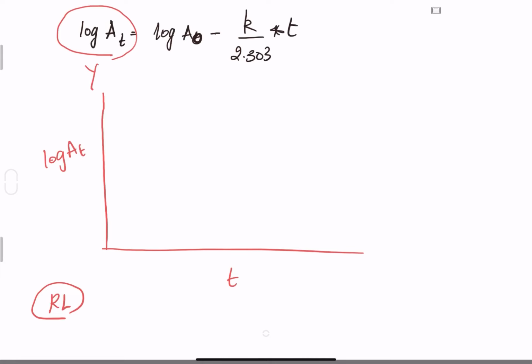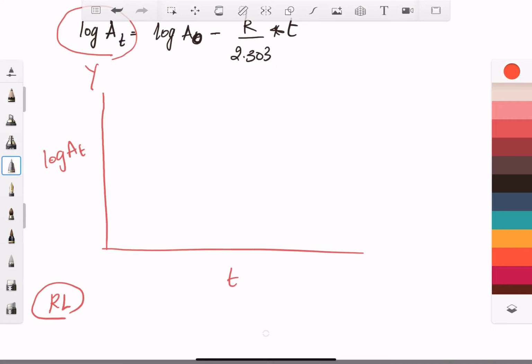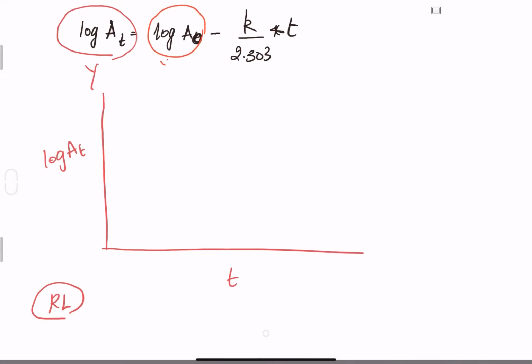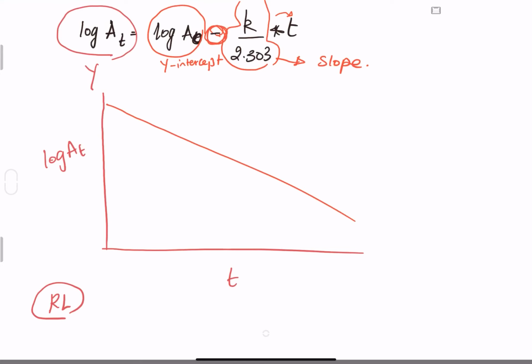Okay, so again, this will be our y-intercept, and the whole thing, which is the coefficient on t, will be our slope. So again, I have a negative slope, so it will be decreasing, and this will be the y-intercept, which is log A naught, and the slope will be equal to minus k over 2.303.